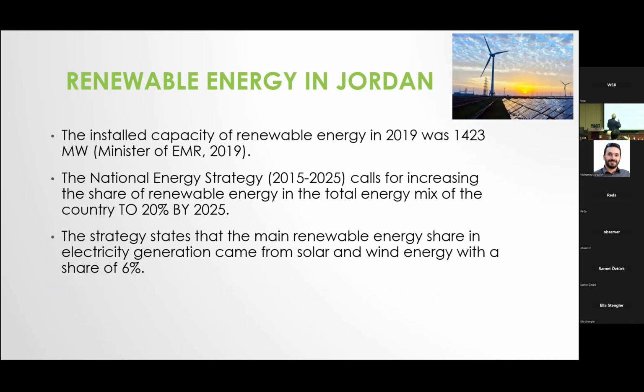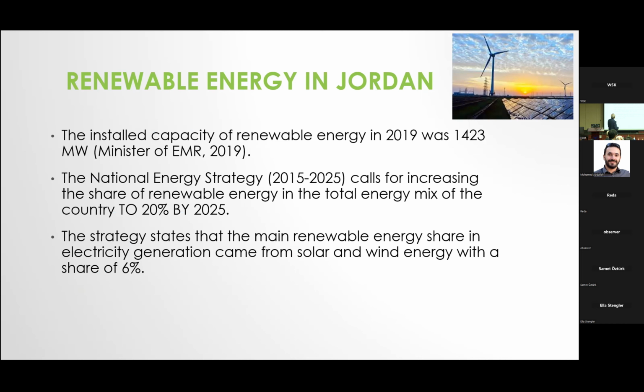If we are talking about renewable energy in Jordan, and part of it is waste to energy, the installed capacity of renewable energy in 2019 was 1,423 megawatts. This is according to the Ministry of Energy. The National Energy Strategy is calling for increasing the share of renewable energy to reach 20% by the year 2025. And we have reached this, by the way, almost by 2020, thanks to solar energy. The strategy states that the main renewable energy share in electricity generation came from solar and wind energy, with a share of 6%.